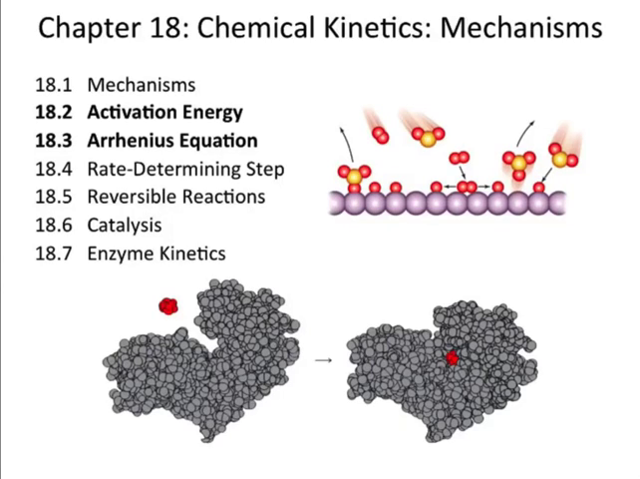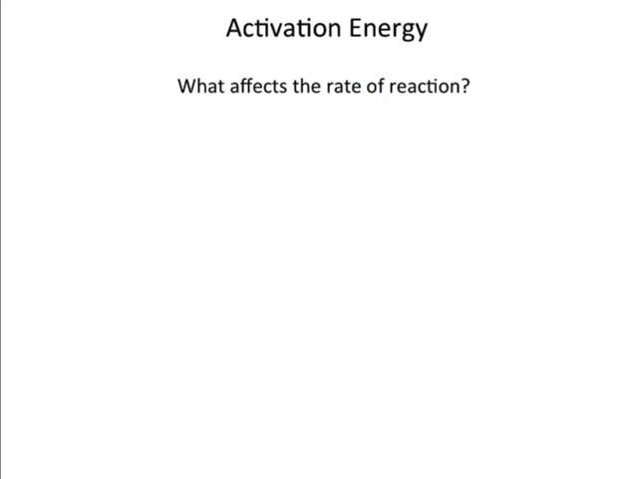Hello, in this video we're going to talk about activation energy and the Arrhenius equation. Up until now we've talked about kinetics, how fast the reaction goes, and mechanisms, how the reaction goes about doing what it does. Now we want to think about, for a given mechanism, what could make it go faster or slower, and how is that defined?